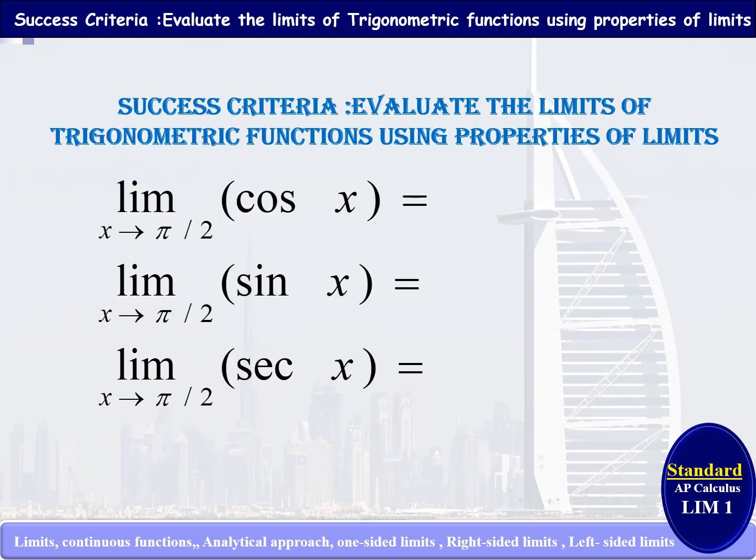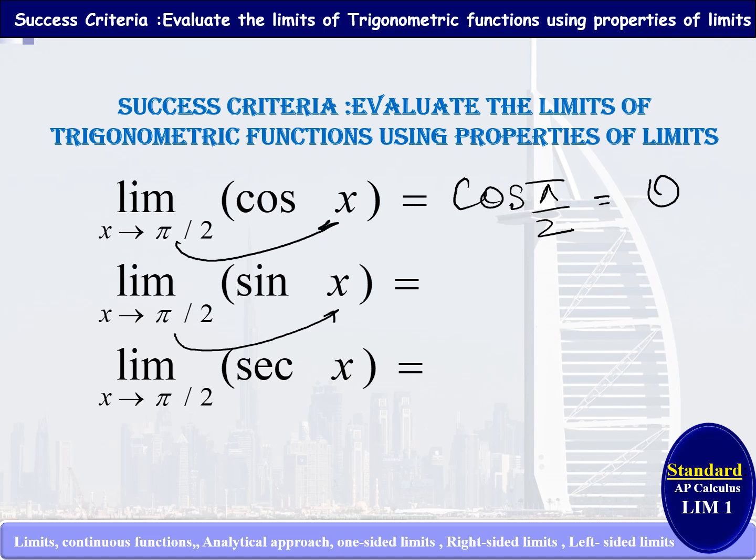Okay, so the limit as x approaches pi by 2 of cosine of x. Replace the x by pi over 2. So write down cosine of pi over 2. Write in the calculator and get the answer as 0. Now find the limit of sine of x when x is approaching pi over 2. Replace the x by pi over 2 and get the answer, which is 1.